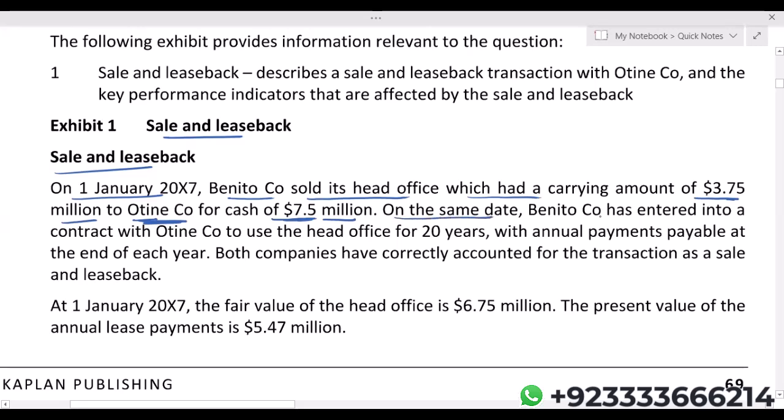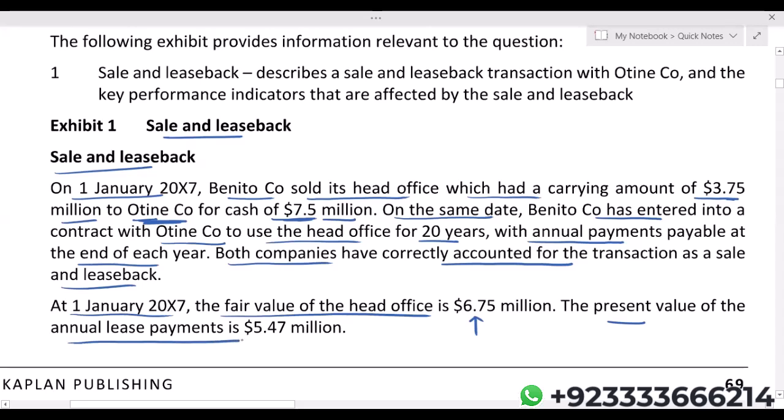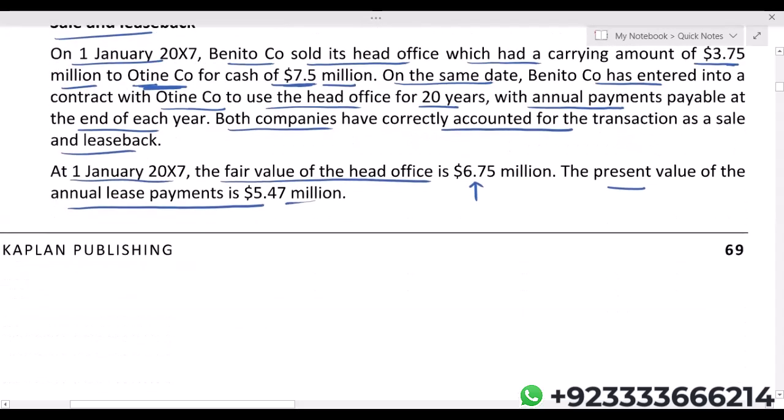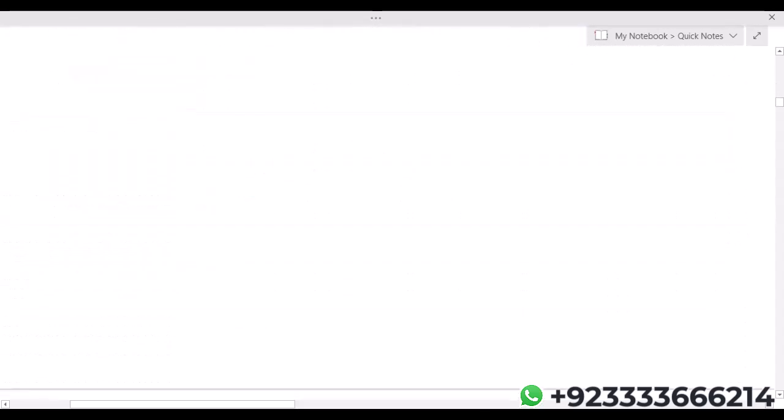On the same date, Benito has entered into a contract with Otini Co. to use the head office for 20 years, with annual payment payable at the end of each year. Both companies have correctly accounted for the transaction as a sale and leaseback. At January X7, the fair value of the head office was 6.75 million. The present value of annual lease payment is 5.47 million. Okay, now listen carefully.